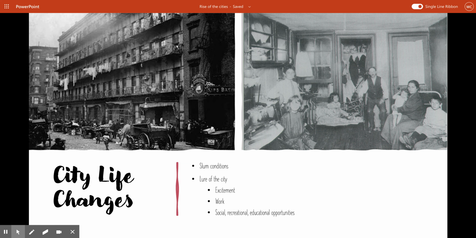Now, on the upside of city life, some of the things that lure people to the cities is that it's more exciting. There's more things to do now. This is also where people are working.